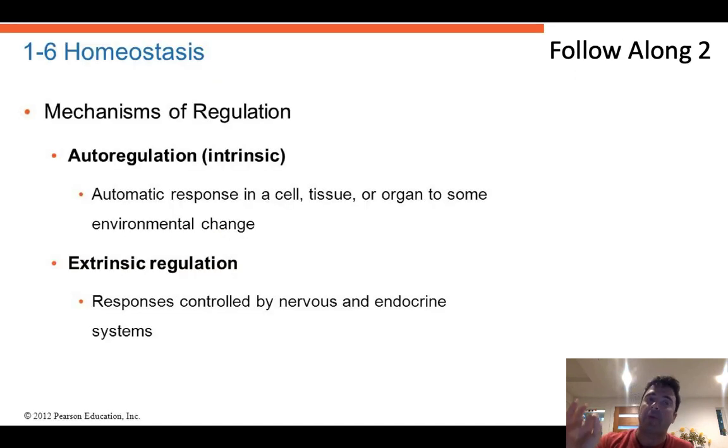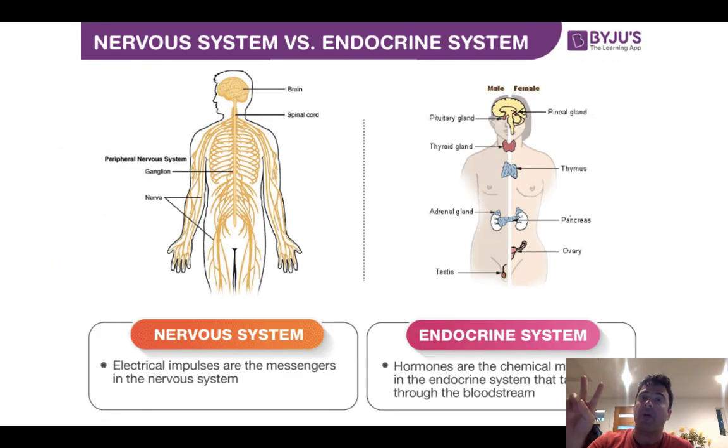Whenever the nervous system or the endocrine system is involved in any feedback pathway we're going to go over in this class, we refer to that type of regulation as being extrinsic regulation. So our two primary systems of homeostasis are the nervous system and the endocrine system. Anytime the nervous or the endocrine system is involved in any feedback pathway, we call that extrinsic regulation because it's an organ or a tissue being regulated externally.